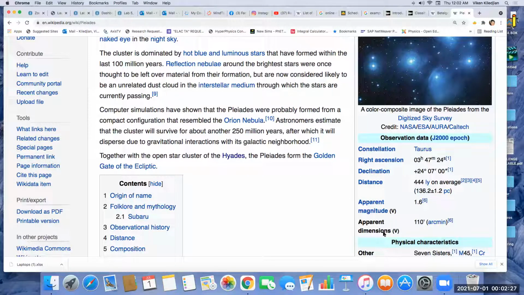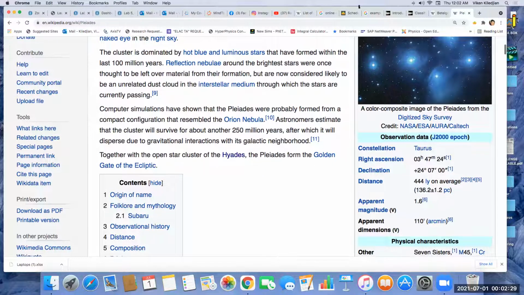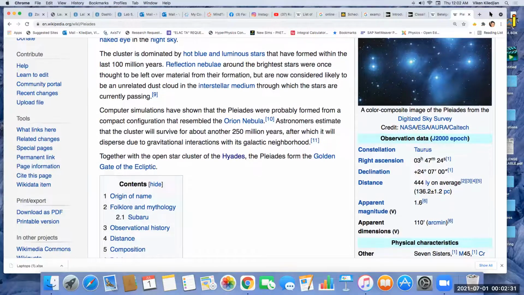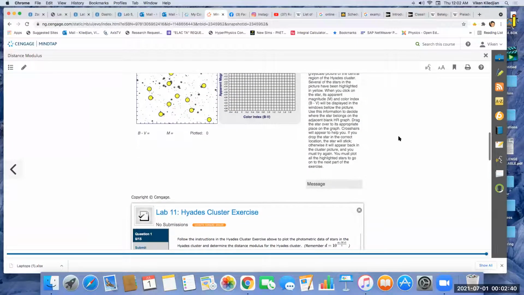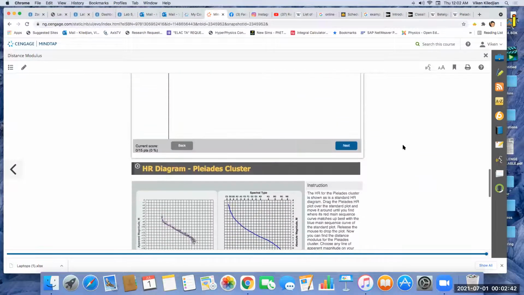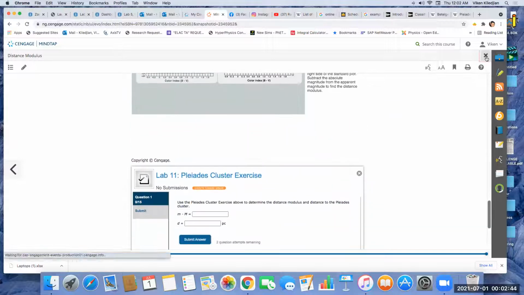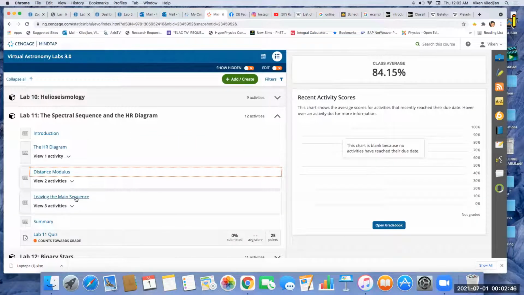Nice. Okay, so let's go on to the next one. Leaving the main sequence.